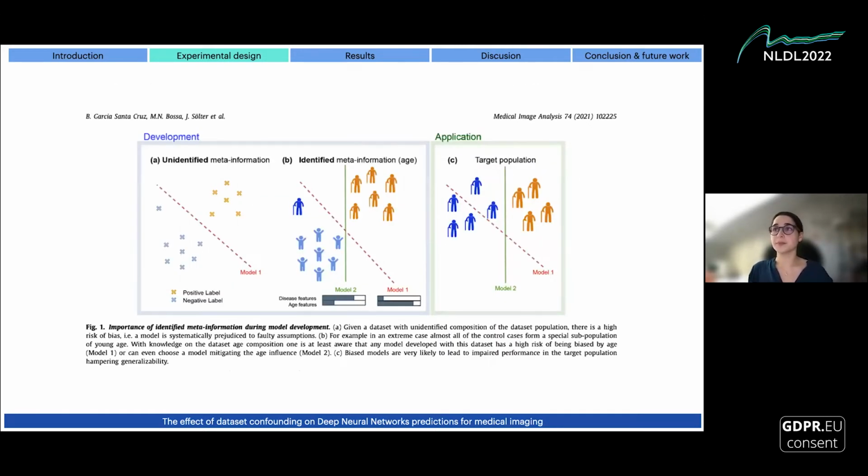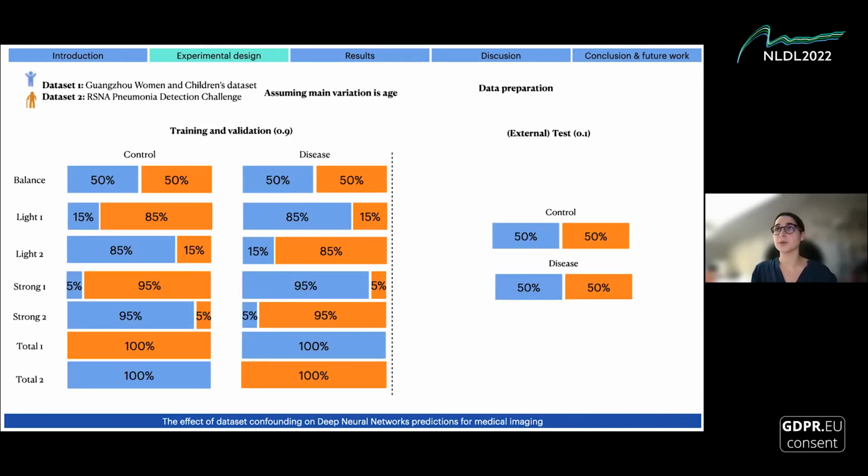So why do we think this is important? We speculate theoretically that if you are not considering this, it may be very likely that you are training what we see here in red as model 1, and the model is using the features specific to the age to classify, rather than the features specific to the disease. We know this is a problem, and we know that all the models have a high risk of bias because of this, but we wanted to understand better if this is always true, and in which cases this has a stronger consequence. So to do so, in this paper, we propose to artificially simulate these scenarios.